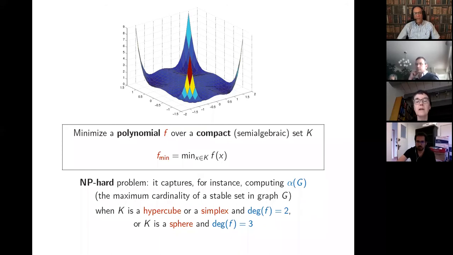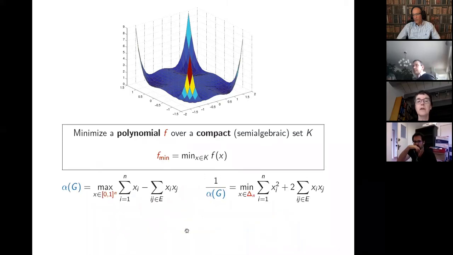So I just decided to name one combinatorial optimization problem, which can be reformulated using this framework of polynomial optimization. If you have a graph G, you want to find the maximum cardinality of a stable set, and this number is called alpha(G), the stability number. This problem is very basic, it's NP-hard, and you can reformulate it as several instances of polynomial optimization. You may decide to optimize a polynomial of degree 2 over the hypercube or over the simplex, or to optimize a polynomial of degree 3 over the sphere. And here are these reformulations.